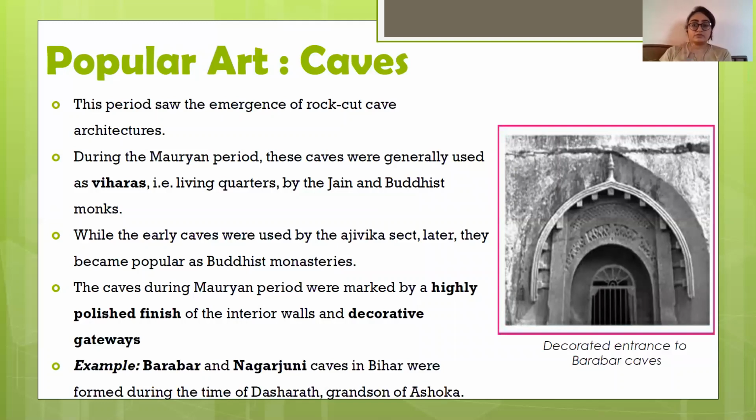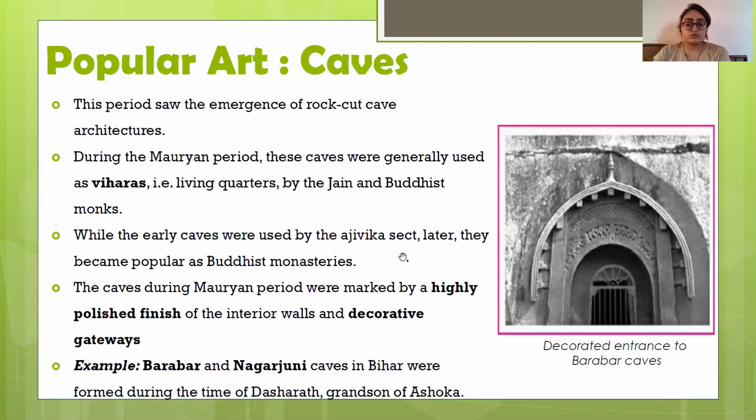This question has also come in the exam. What is the difference between a vihara and a chaitya? A vihara is the living place for the monks and a chaitya is a prayer hall. So the caves are divided into two, viharas and chaityas. Vihara is the place where monks used to live, and chaitya is the place where monks used to pray. Don't get confused between these two things.